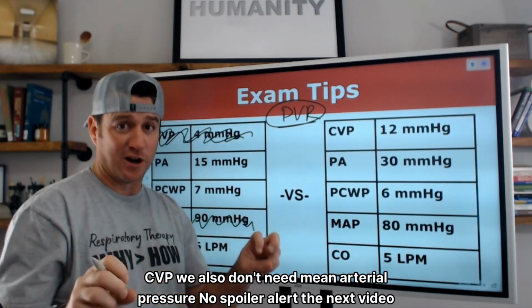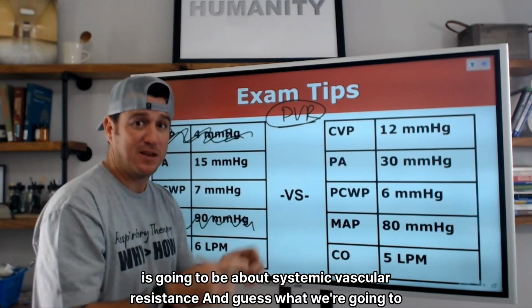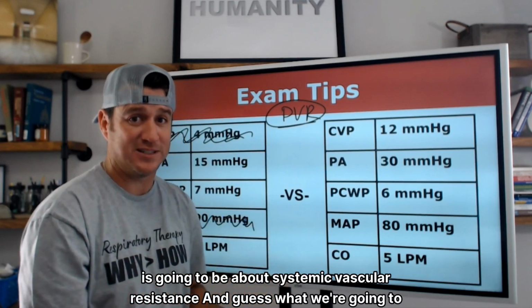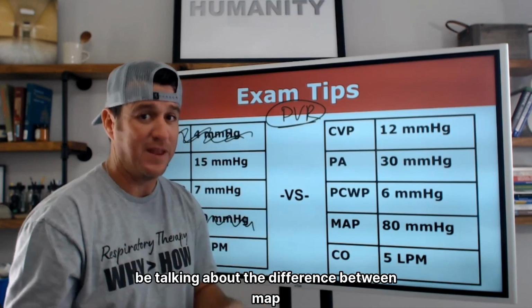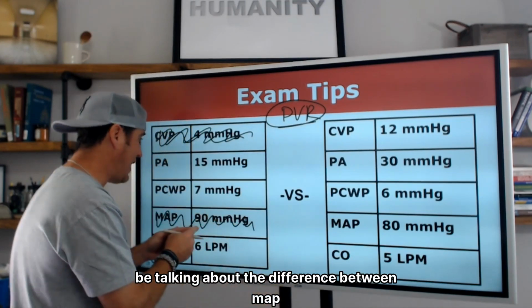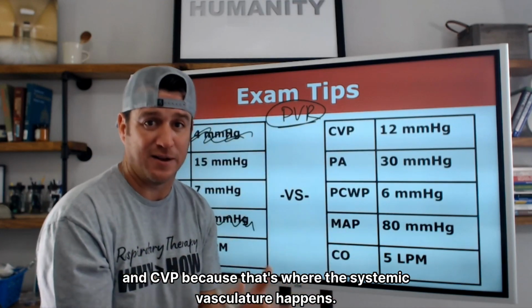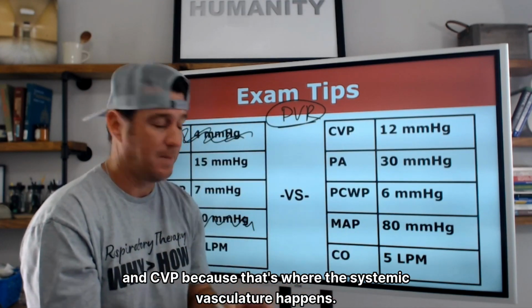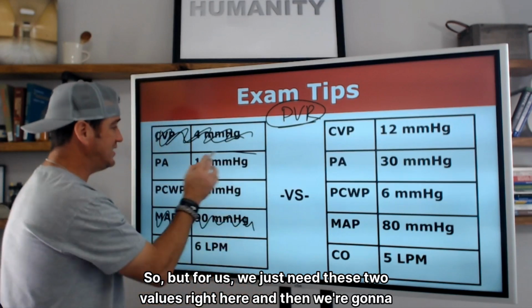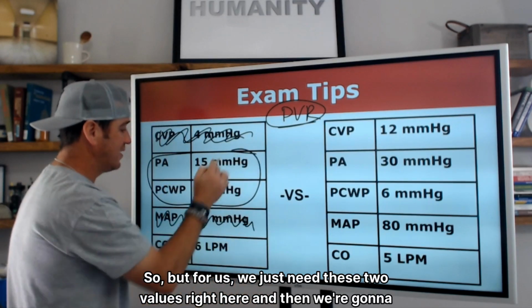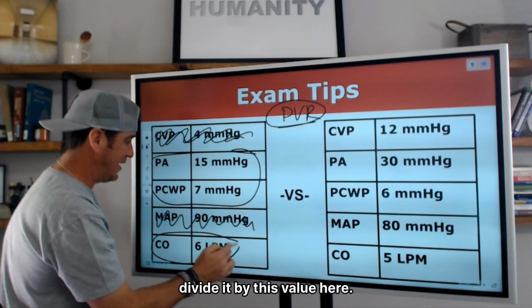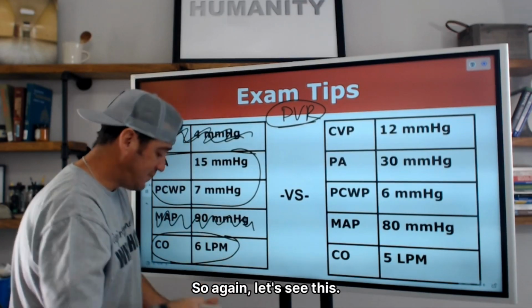No, spoiler alert, the next video is going to be about systemic vascular resistance. And guess what we're going to be talking about? The difference between MAP and CVP, because that's where the systemic vasculature happens. But for us, we just need these two values right here, and then we're going to divide it by this value here.